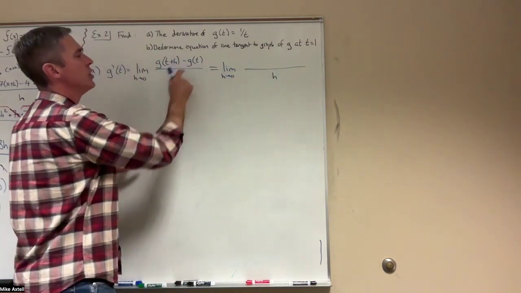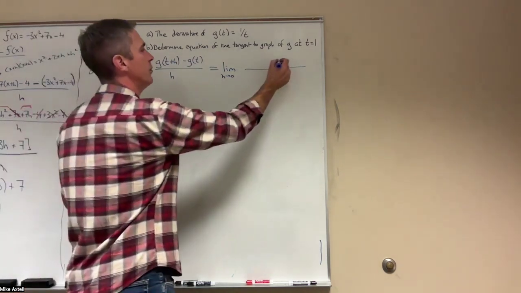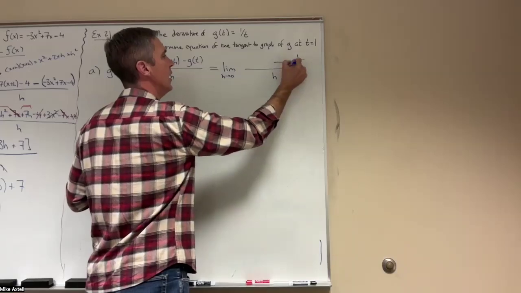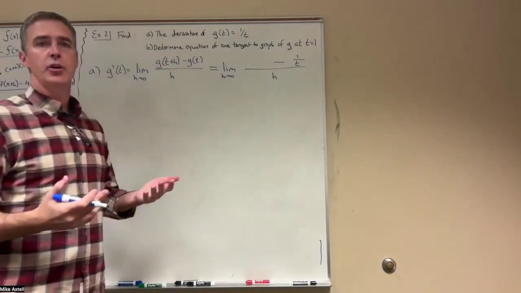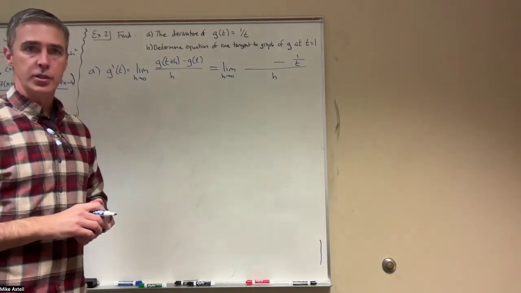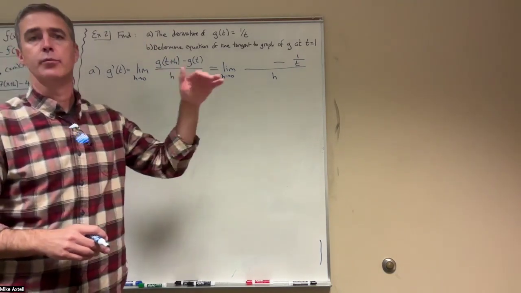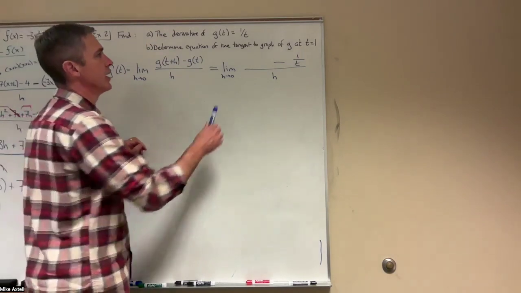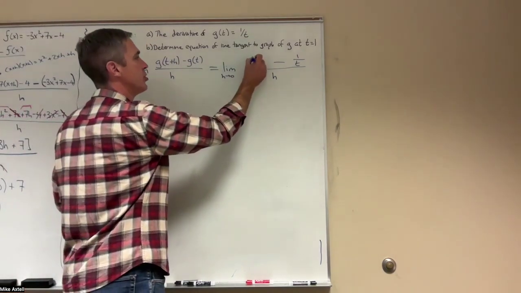I'm going to do the minus g of t first because that's easy. So minus g of t is simply a 1 over t. I could put parentheses around there, but there's no need since there's only one term in g of t. There's nothing for the minus sign to push through like in the previous example. Now, g of t plus h tells me to replace the t with a t plus h.